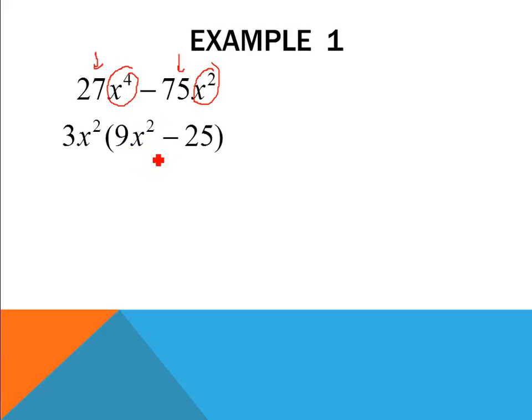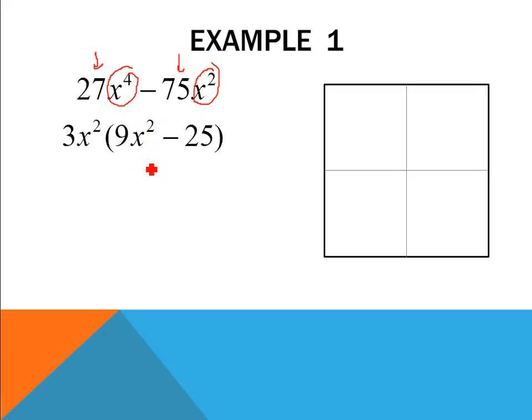Now to see why, one of the common things we'll use is just use a generic rectangle. So I'm going to show you why this basically works by placing the 9x squared into this spot and negative 25 in this spot. Now normally what we would do is multiply these two together, and that would give me like negative 225x squared, and I'd write it down in this spot down here, right in this area. But this one is difference of squares.